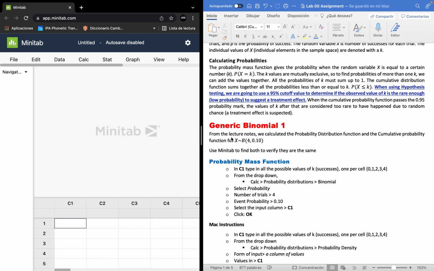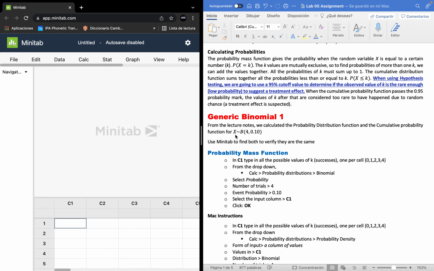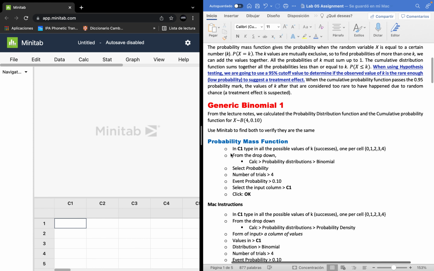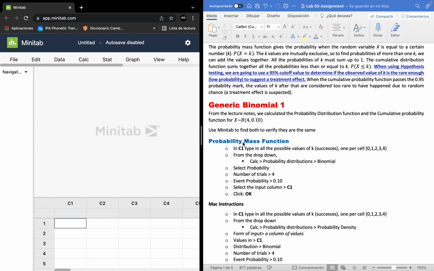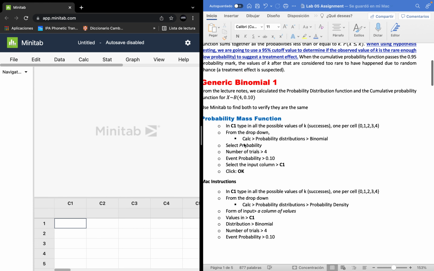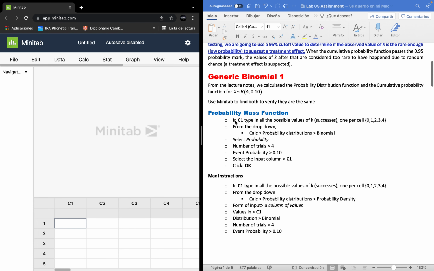Generic binomial 1. From the lecture notes, we calculated the probability distribution function and the cumulative probability function for a binomial distribution with n equal to 4 trials and p equal to 0.10. Use Minitab to find both to verify they are the same. The first part is, in C1, type in all the possible values of k successes, 1 per cell: 0, 1, 2, 3, 4.